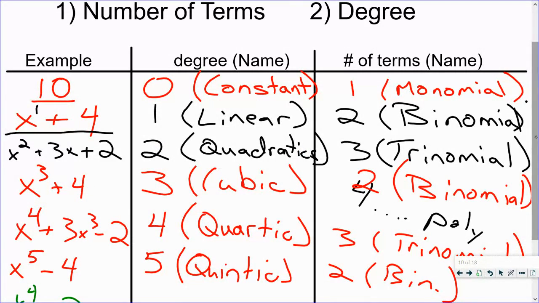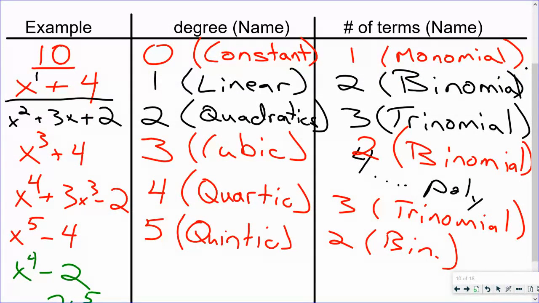And here we go with the next. 3x to the third plus 4. Two terms, binomial. Degree is 3. That's called a cubic. Trinomial here, 3 terms. Since it's standard form, biggest exponent is 4. Quartic. Biggest exponent is 5. Quintic.